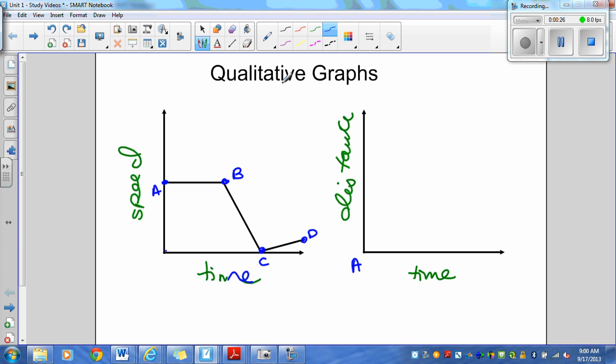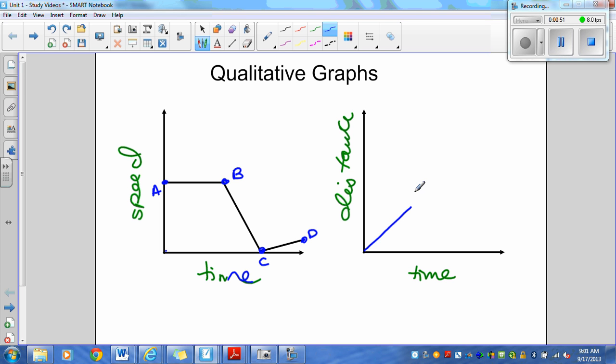You should notice that the speed from A to B is remaining the same, but the car is moving. Or the person is moving. So we'll say he's increasing his distance over time. So we'll say he's moving like that. Constant speed. What happens from B to C with the speed?